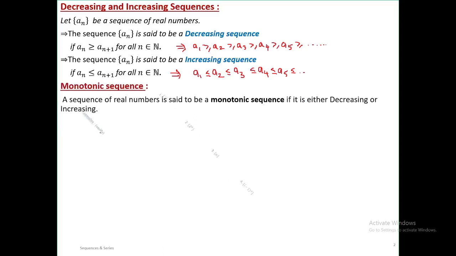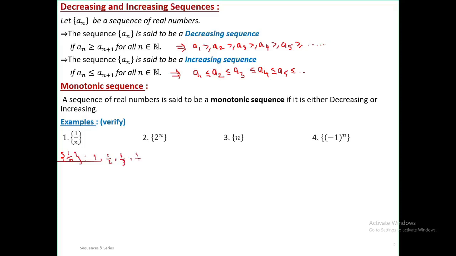Let us look at this example. Let us verify which of the following sequences are monotonic, increasing or decreasing. Look at the first one. What are the terms of this sequence, 1 by n? If you substitute n is 1, you will get 1, n is 2, you will get half, n is 3, you will get 1/3, n is 4, you will get 1/4, n is 5, you will get 1/5, n is 6, you will get 1/6, and so on. So this is about the terms of the sequence.